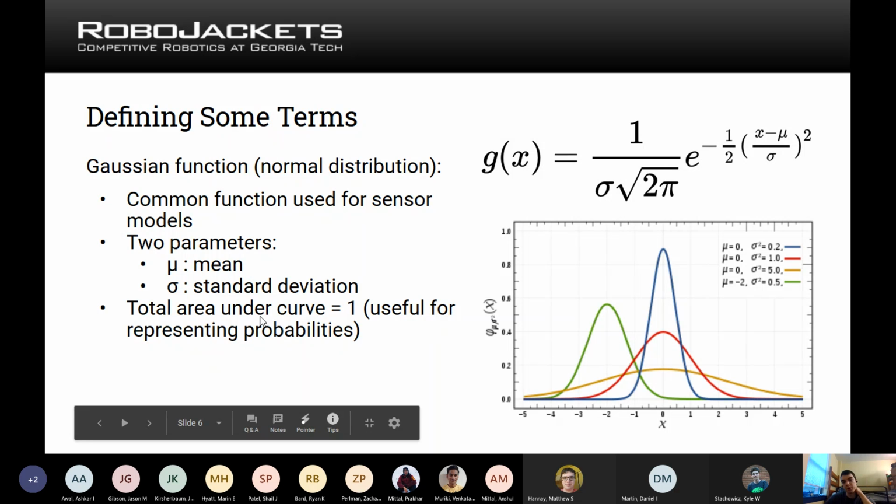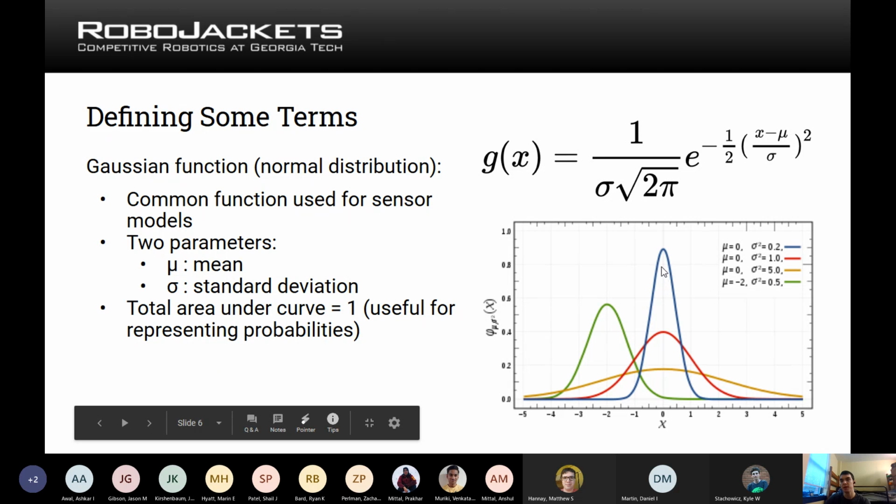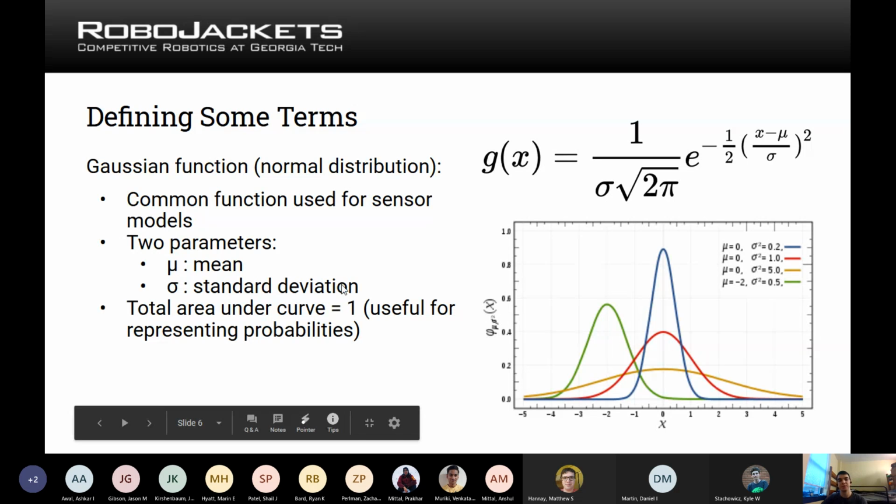A really nice property of Gaussian functions is that the total area under the curve is equal to 1, so they're very useful for representing probabilities, because for anything to be a probability, the sum of all states has to be equal to 1. That's why we use Gaussian functions. Also, if you have a random event that occurs multiple times and you sum it up, it ends up being kind of Gaussian. So there's actually truth behind this model of why a sensor would give you a Gaussian distribution.